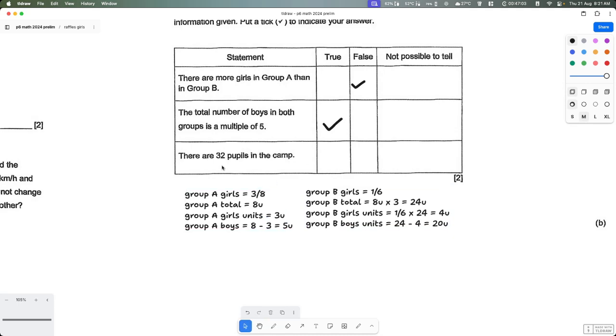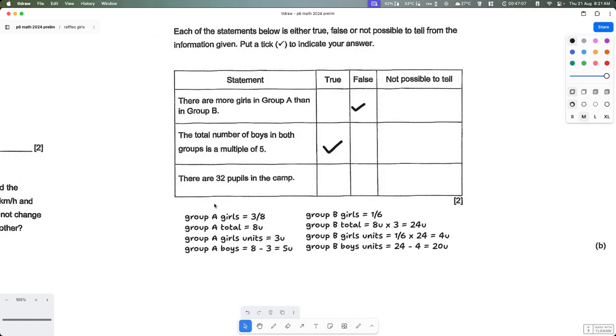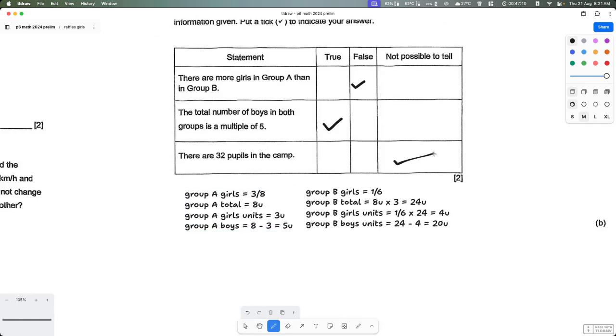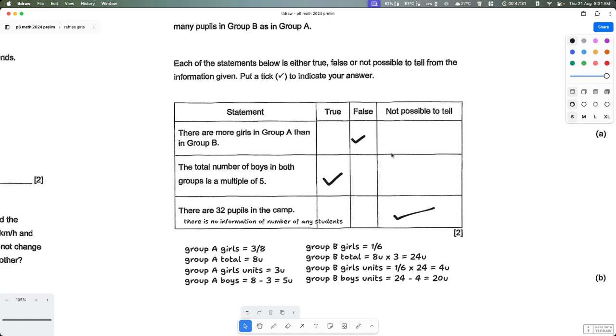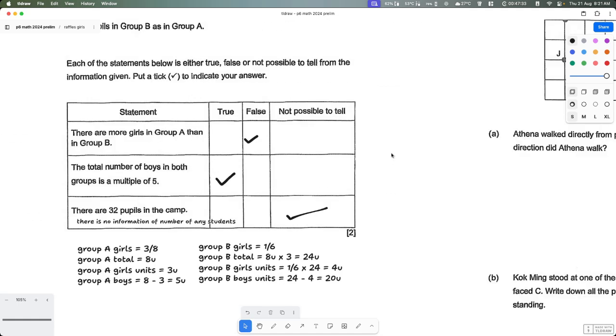And lastly, there are 32 pupils in the camp. No, not possible to tell. There is no information on the number of any students in this case, so you won't know. Not possible to tell. All right, that's it for this question. Let's move on to the next question.